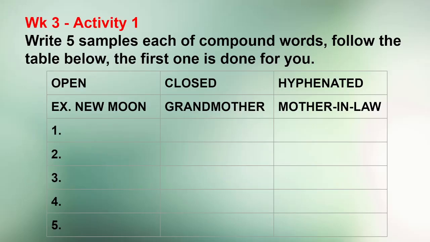For our first activity, you're going to write this in your notebook. Copy the table, 3 columns, and you have to give 5 samples each of compound words. Follow the table below. The first one is done for you. You're going to write 5 open compounds, 5 closed compounds, and 5 hyphenated. For example, open: new moon; closed: grandmother; hyphenated: mother-in-law.